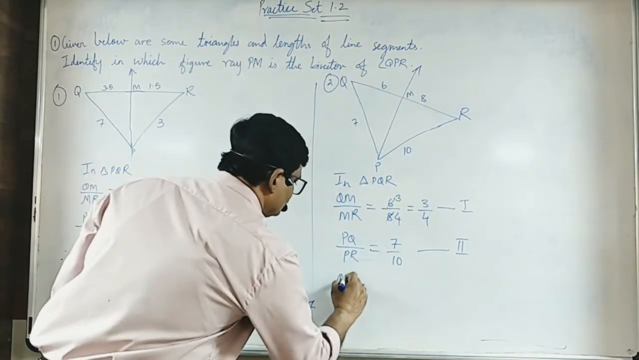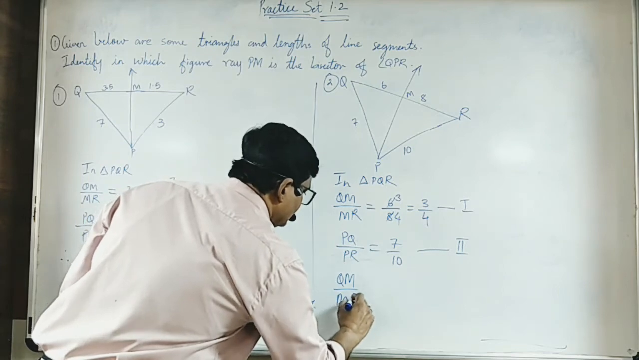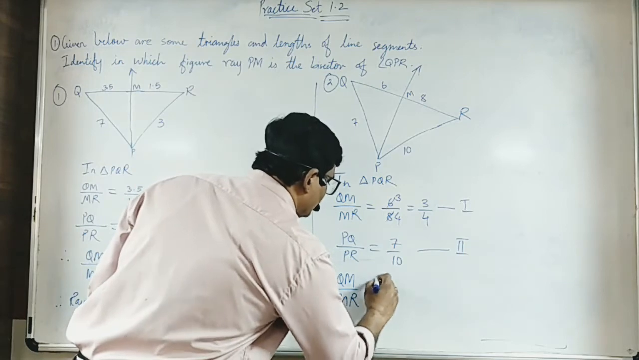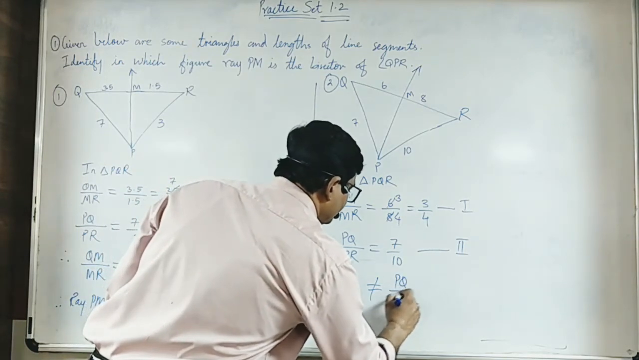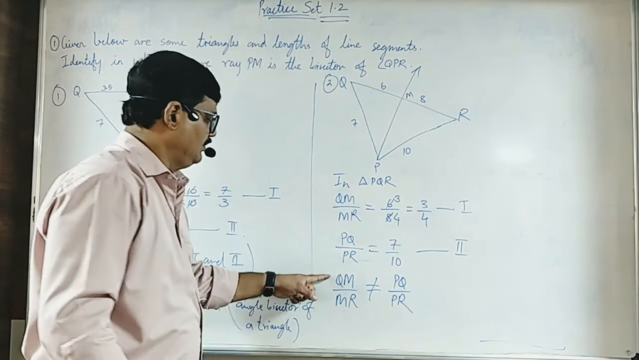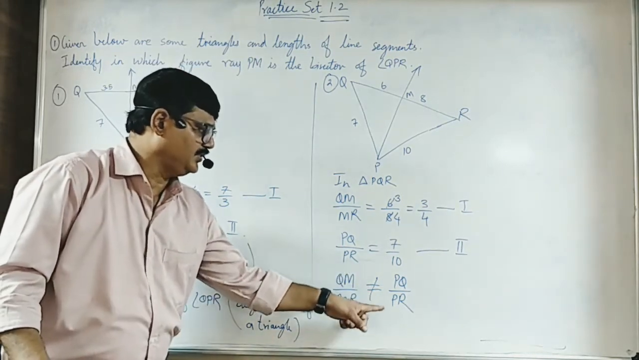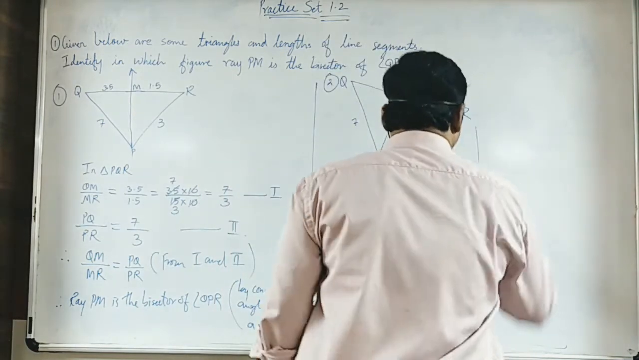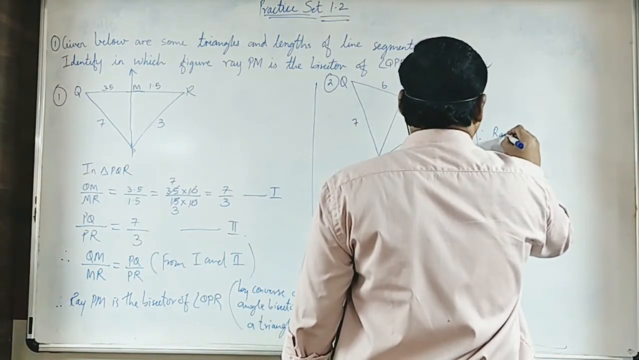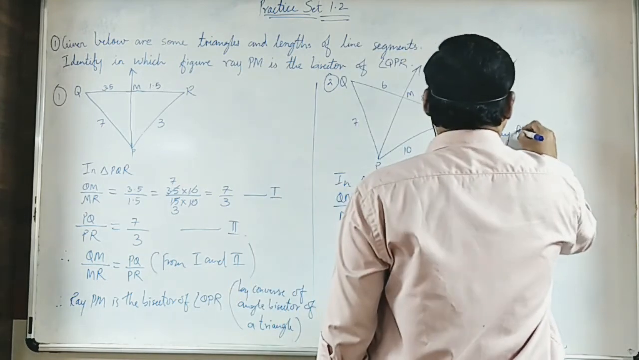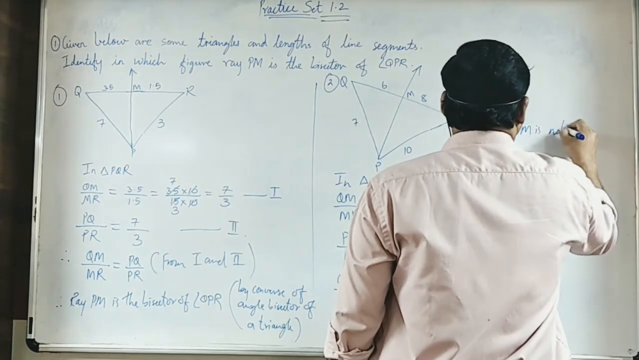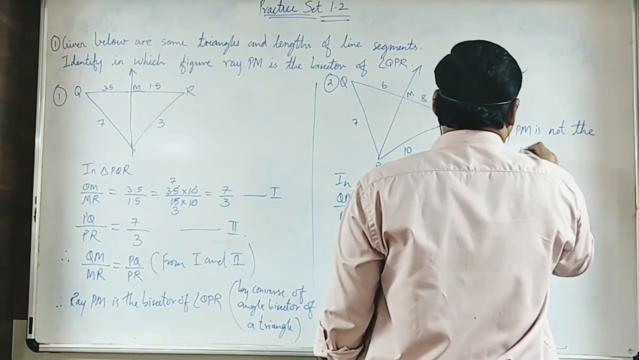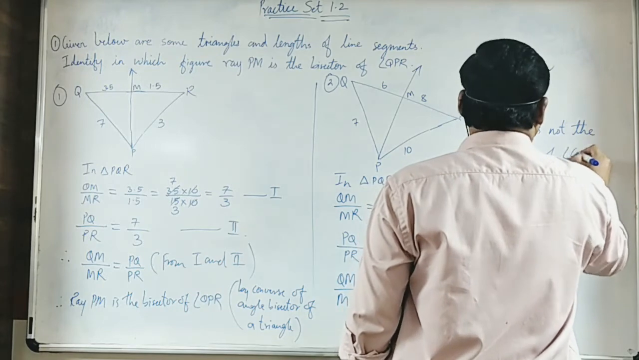From this we came to know that the value of QM upon MR is 3 upon 4 and the value of PQ upon PR is 7 upon 10. Are they equal? No, they are not equal. So QM upon MR is not equal to the ratio of PQ upon PR. Therefore, you have to write that PM is not the bisector of angle QPR.